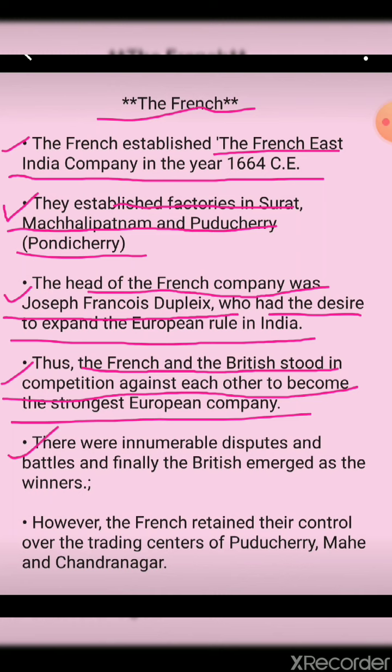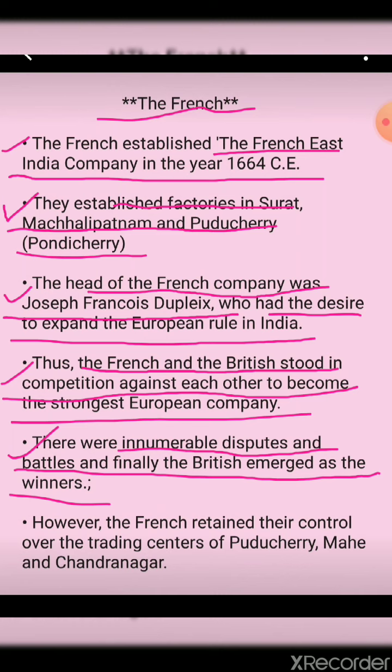Next, there were innumerable disputes and battles, and finally the British emerged as the winner. More and more disputes were seen between the British and the French, and many battles, and finally the British emerged as the winner. Many battles were held between the French and the British because of competition. And when the battles were held, who won? The British, and they emerged as the strongest power and were said to be the winner.